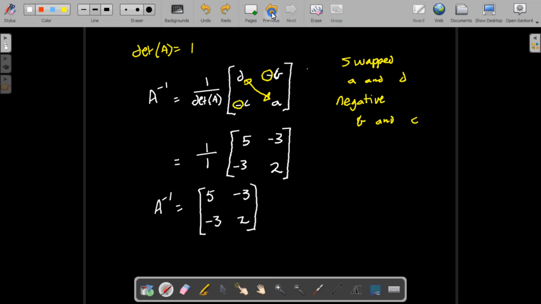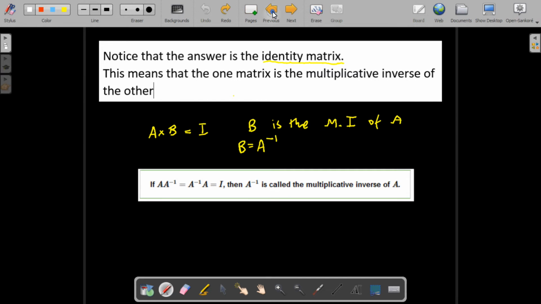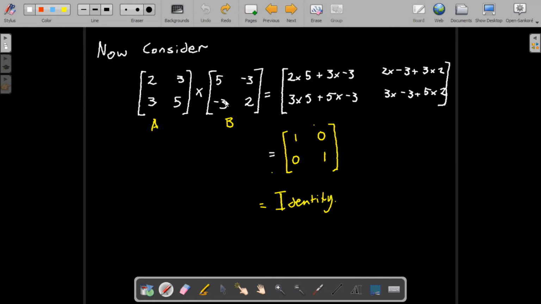So if we go back to our second slide, which was this part here, that's the matrix we had for B: 5, minus 3, minus 3, and 2, resulting in the identity. So that's how they got that matrix there at B. We started with A, we found the determinant, worked out what the multiplicative inverse is, and that's what we have for our other matrix.